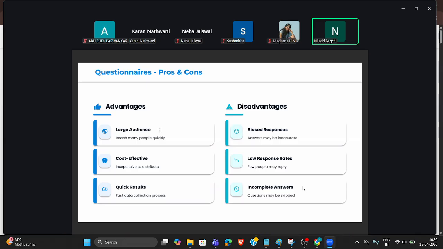And very fast. You can get the data very quickly. Not seconds, I mean, very quickly. In 1 or 2 days, we can get it. Yes, absolutely. And whereas the disadvantage is that it is also biased.